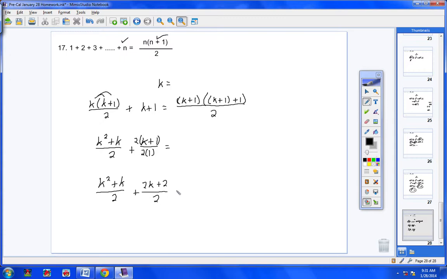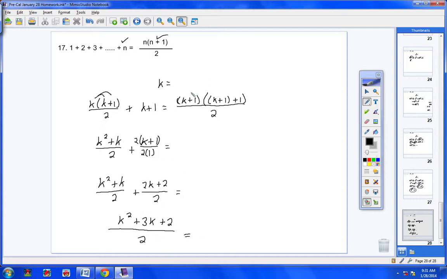And now I'm ready to add these two fractions. So I'm going to put everything over 2, and here we go. I would have k squared, there's no k squared over here, plus k plus 2k, so I would put a 3k, and then plus 2. So there we go. I combine these two fractions.